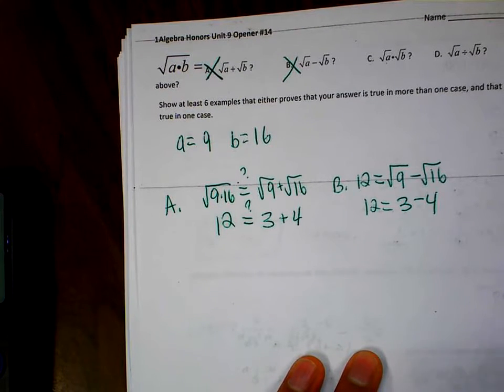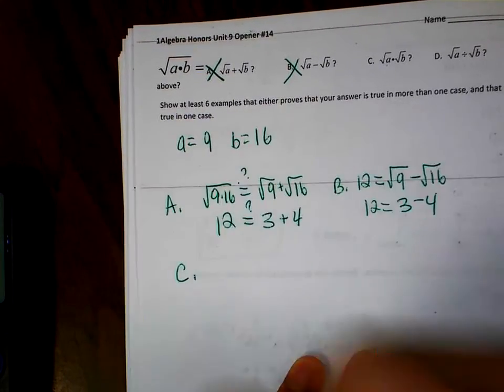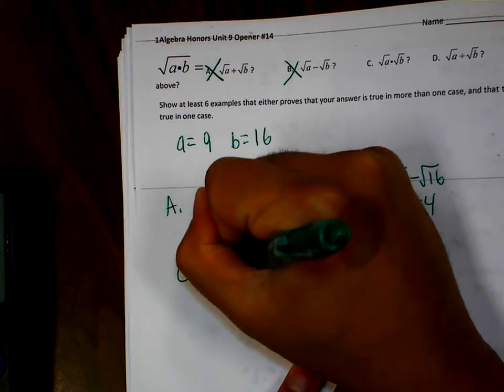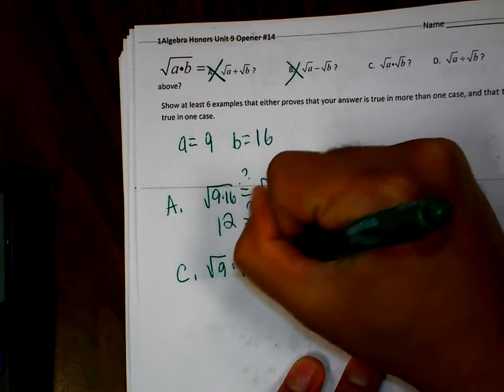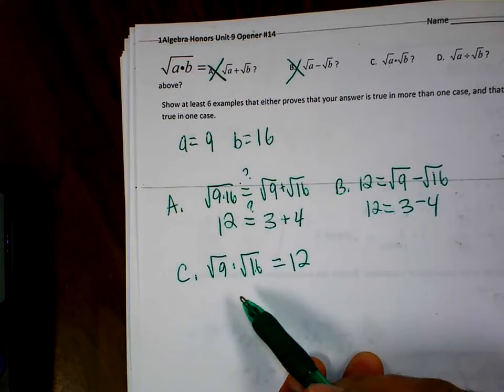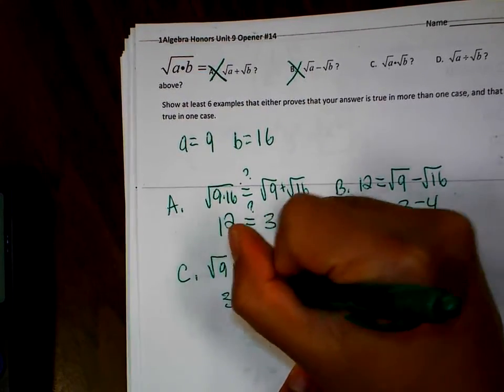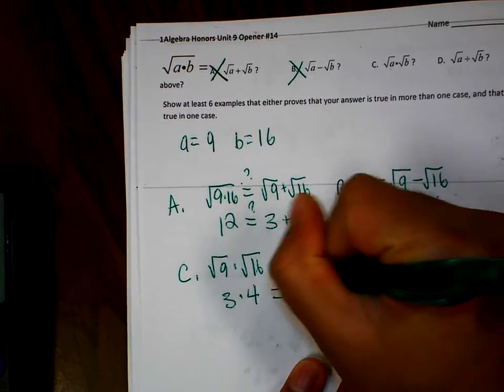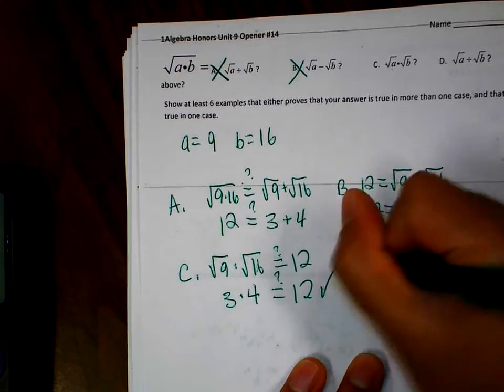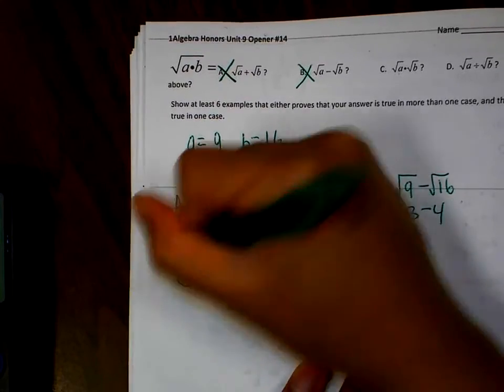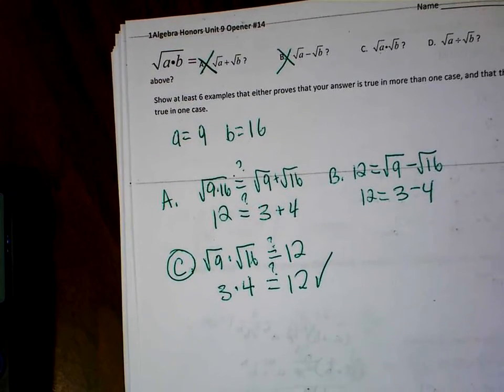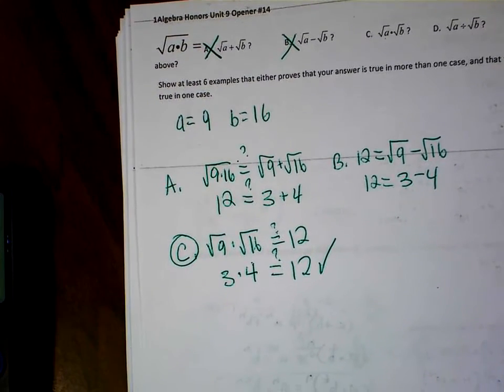What about if I multiply them? Is the square root of 9 times the square root of 16 the same as 12? The square root of 9 is 3, the square root of 16 is 4, so it's 3 times 4, 12. Definitely. So C seems to work. But maybe it's just something special with those numbers. So let's pick some more square roots we know.